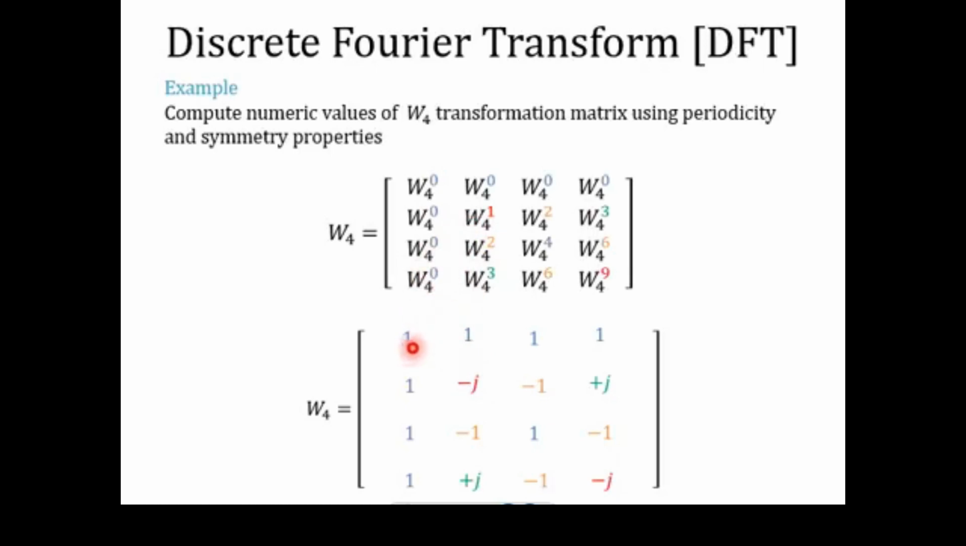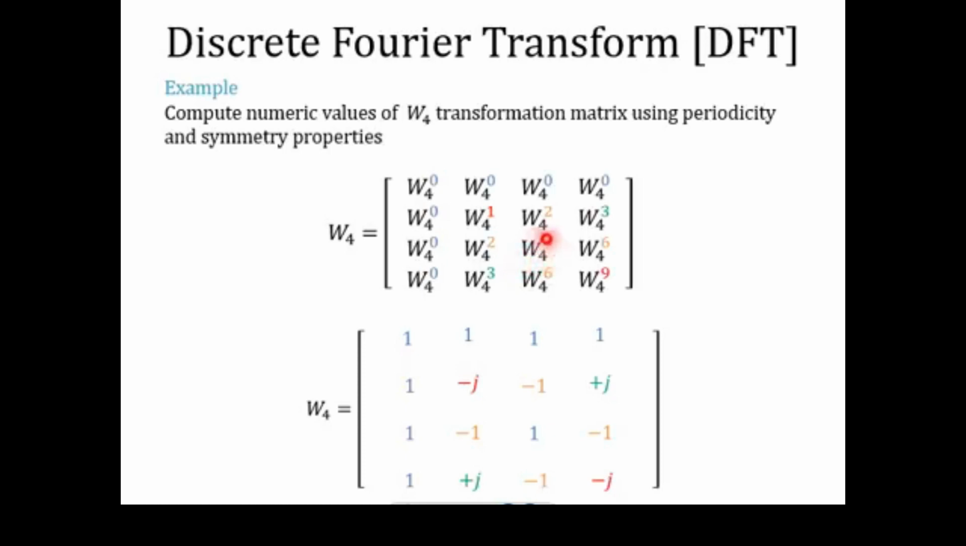Now we can find all the remaining entries of this matrix by using these two values, 1 and minus j, by using periodicity and symmetry properties. So let's see how we can do it. Let's start with this factor W44. We have to remember the relation of both periodicity and symmetry properties. In the periodicity property, we have to use a relation of k plus N, while in symmetry property, we have to use a relation of k plus N by 2. And in this example, the value of capital N is equal to 4.